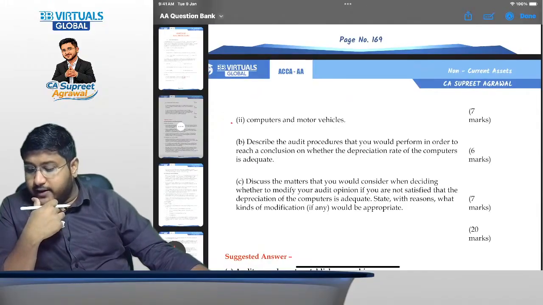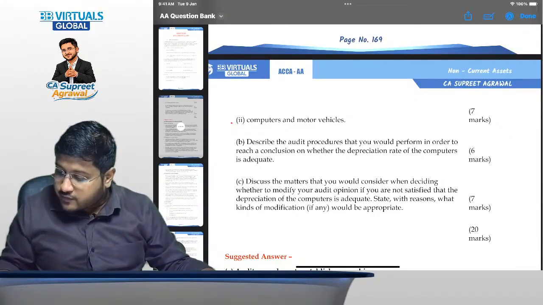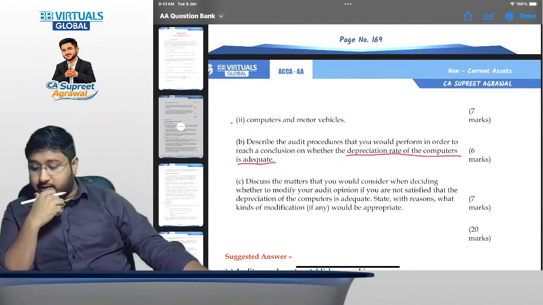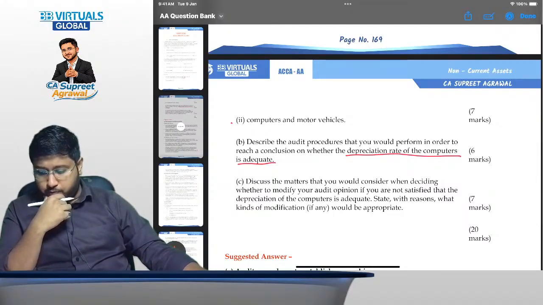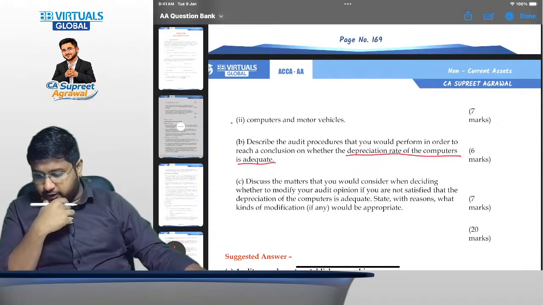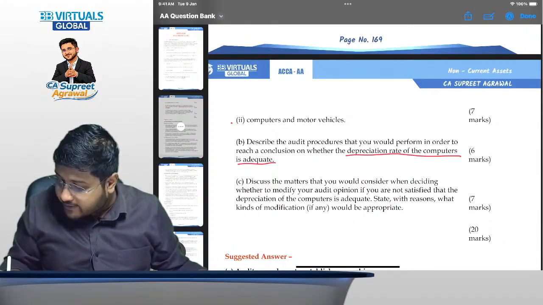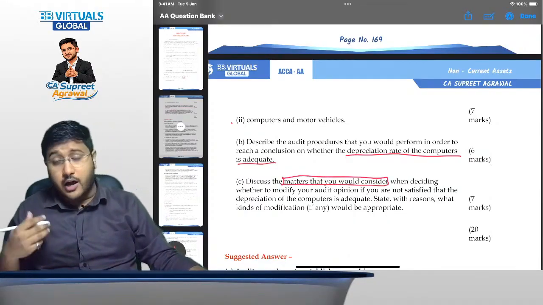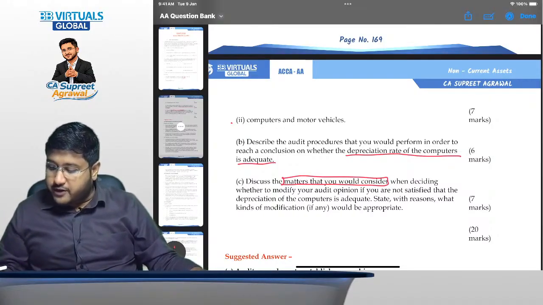Question number 2 is: describe the audit procedures that you would perform in order to reach a conclusion on whether the depreciation rate of the computers is adequate or not. And discuss the matters that you would consider when deciding whether to modify your audit opinion if you are not satisfied that the depreciation of computers is adequate. So discuss the matters we will be considering. How we will report is not asked. What matters will you consider? State with reasons what kind of modifications would be appropriate.